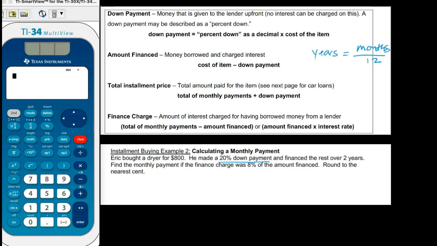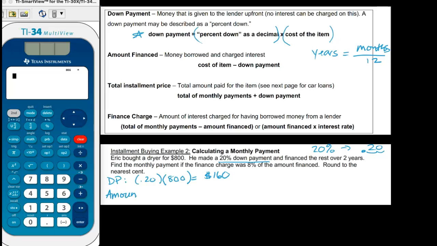Down payment, you can see up here in our formula box, is also called the percent down, and we're going to take that as a decimal and multiply it by the cost of the item. So percent as a decimal times the cost of the item. 20% as a decimal, we just drop the percent sign and move the decimal 2 spots left. So for the down payment, DP, we're going to take 0.20 times $800, and that's going to give us $160.